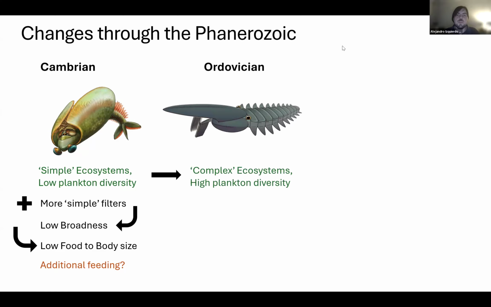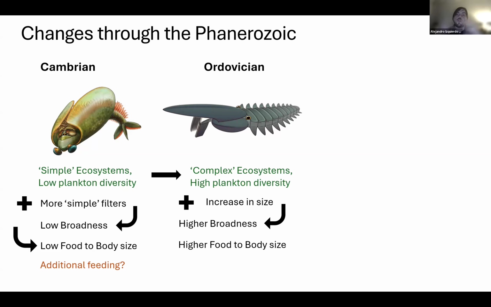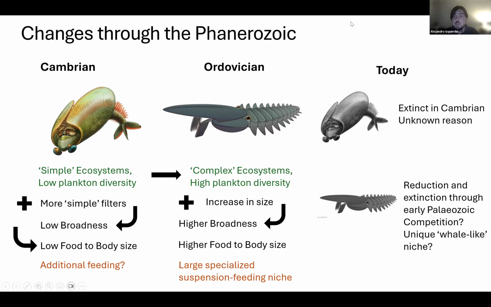Afterwards, during the Ordovician, we have more complex ecosystems with high plankton diversity, and this allows for a larger size. With a larger size, you have higher broadness, so the animal can capture more types of particles. And also, of course, being larger means that there is a higher difference between prey size and body size. So this created a niche of very large animals extremely specialized in suspension feeding. And what has happened since then is, of course, that they have gone extinct.